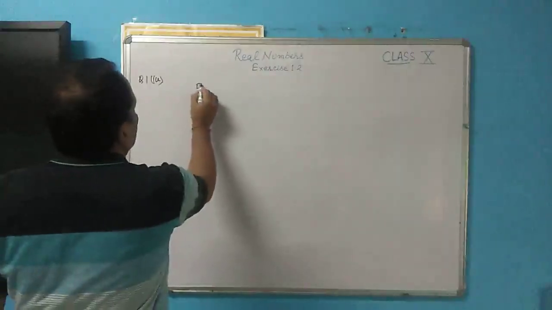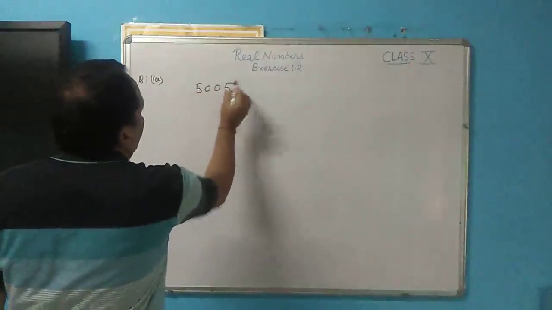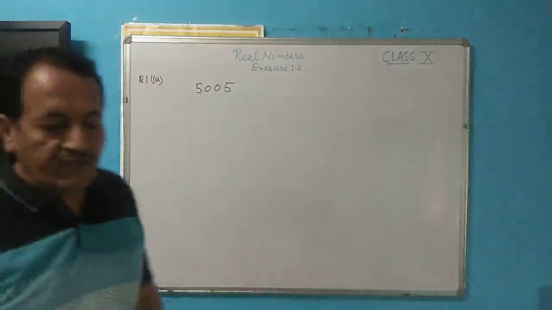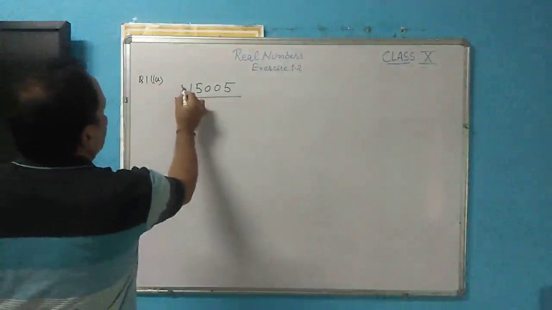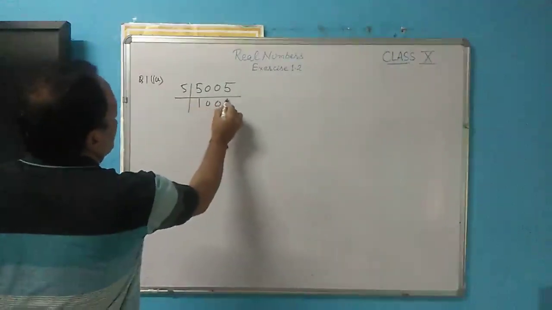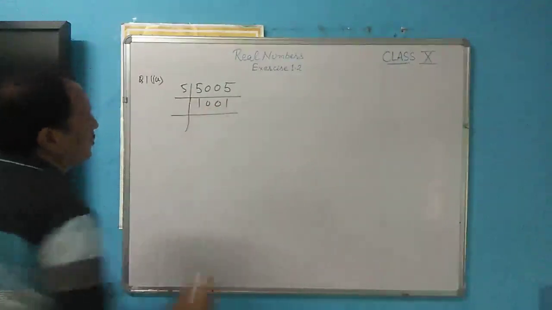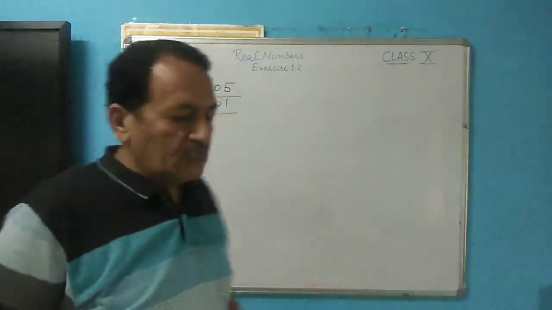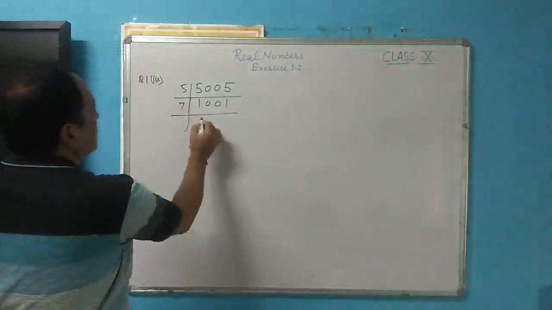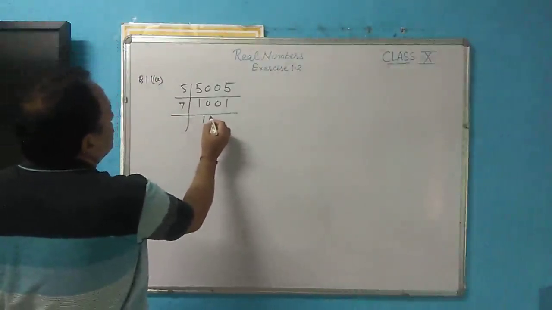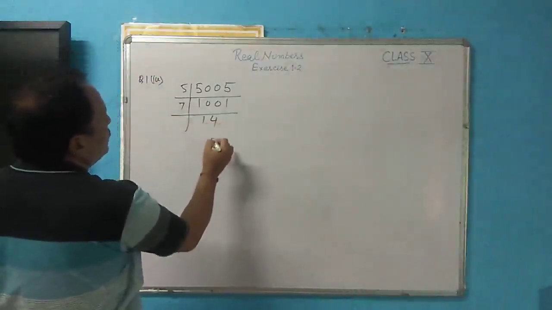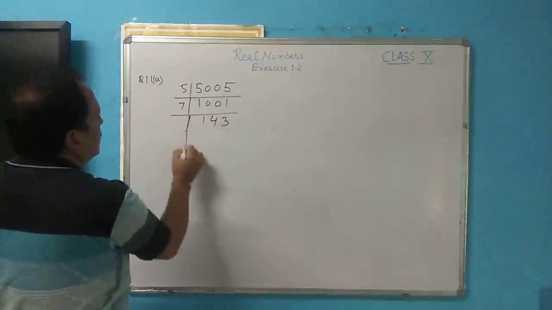The number is 5005. We have to find the prime factors of this number. You can see it will be divisible by 5. Now, it will not be divisible by 2, 3 or 5, but it will be divisible by 7. 7 times 7 is 49, 7 times 4 is 28, 7 times 3 is 21.